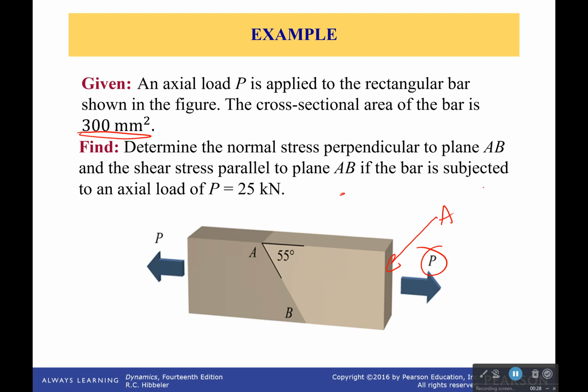And it gives us this angle, which is 55 degrees, or we could say 35 if we want to do this one. What it wants to know is what is the normal stress perpendicular to the plane and the shear stress parallel to the plane if the bar is subjected to 25 kilonewtons. Okay, so this is one of those that you can probably just plug and chug into the equations that you've been given so far. But still, your first time practicing with them, so take a few minutes right now, try this out and see if you can complete it on your own. If not, come on back. Watch the rest of the video.